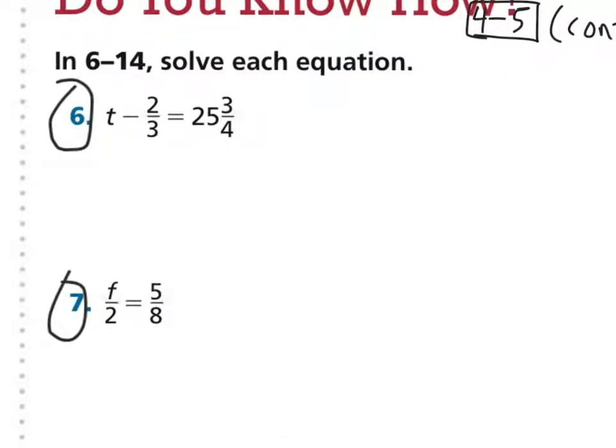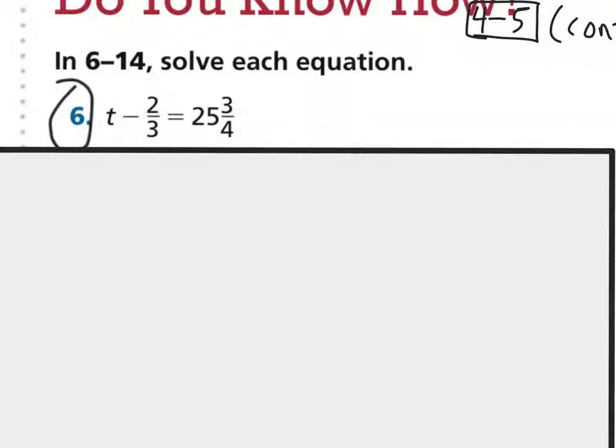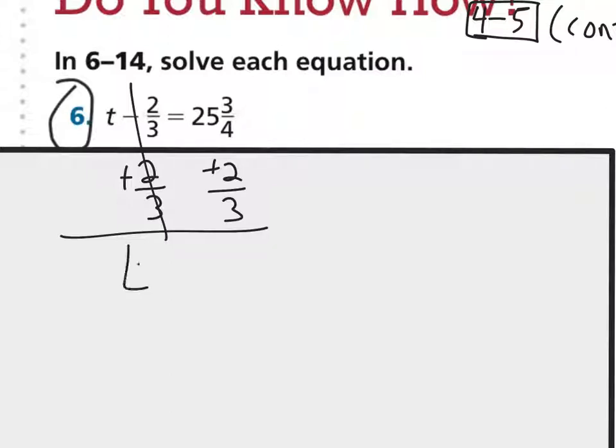So solving these equations, we're always going to do the opposite operation. So over on the side with the variable on this problem, they are subtracting 2/3. We're going to do the opposite. We're going to add 2/3. We're going to do that on both sides of the equation, keep our equation balanced. So when we do that, they're going to cancel on the left side. On the right side, we're going to add these together.